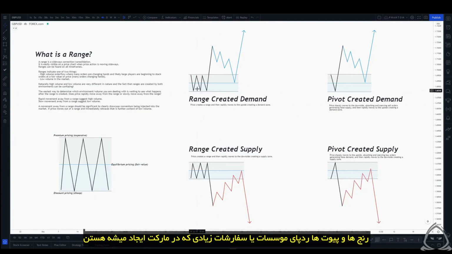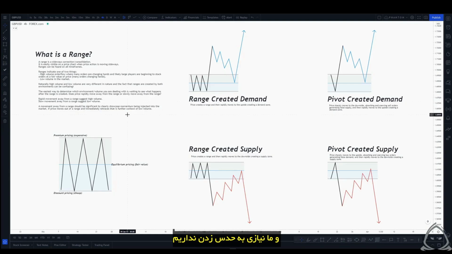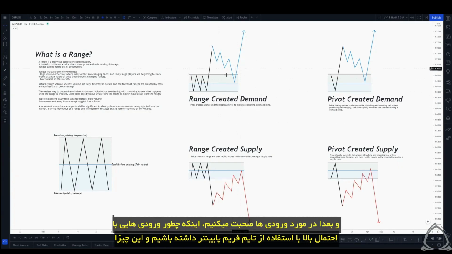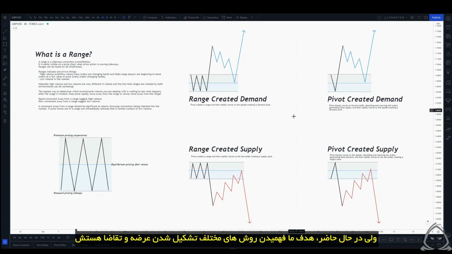The range and the pivots are the footprints of institutions, or the footprints of large orders being created in the markets. And we simply don't need to guess. We just wait for these footprints to develop, and then we wait for price to return to these areas. We'll touch on entries, on how we can frame up high probability entries using lower time frames, things like that. But at this point in time, it's really just about understanding the different ways that supply and demand zones are created.